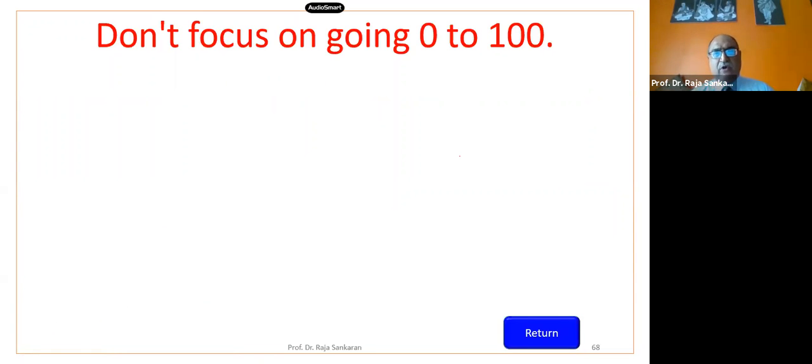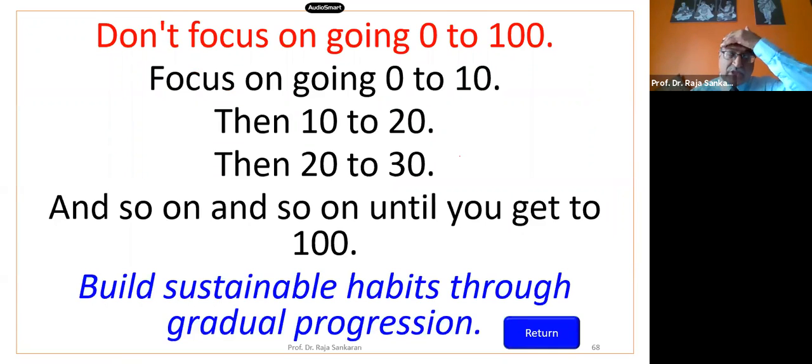Never ever do that. So always focus on going from 0 to 100. If you want to travel from 0 till 100% completion, don't think that you can do it within a short span of time. So take small steps. These steps will help you reach the goal.